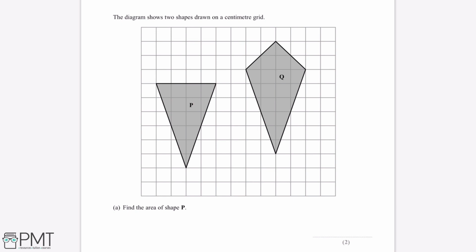The diagram shows 2 shapes drawn on a centimetre grid. Find the area of shape P. So shape P is this triangle on the left here. And there's two ways of doing this question. You can either count up the squares, however this may get difficult because we have quarter and half squares here, or you can use the formula for the area of a triangle. So the formula for the area of a triangle is a half base times height.